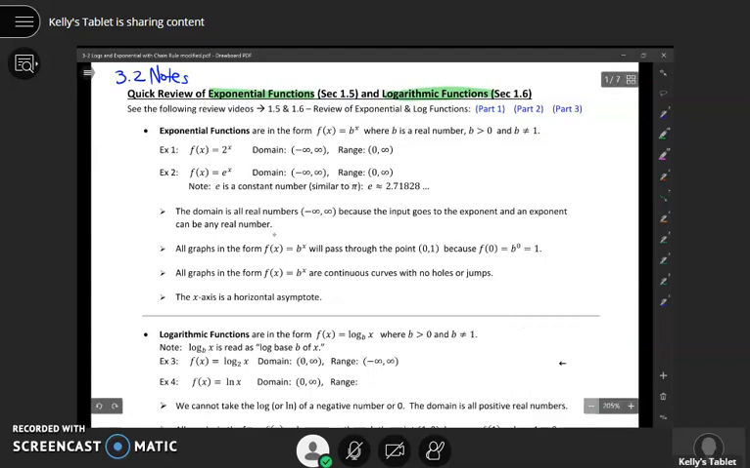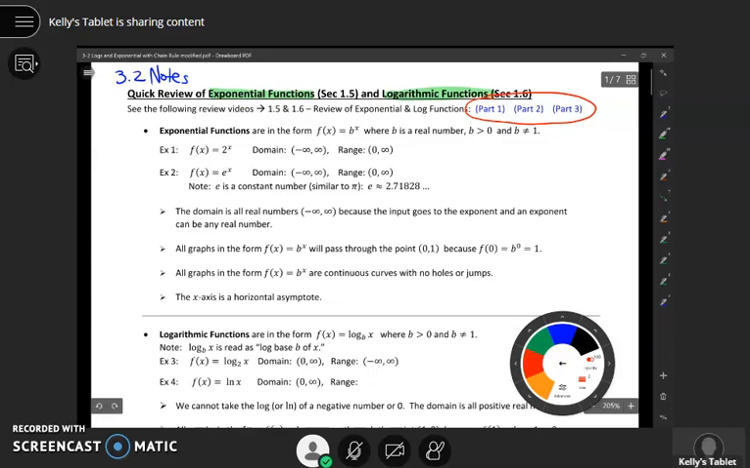So if you have not had a chance to watch these 3 videos for the prerequisite review of exponential functions and log functions, pause this video now. Watch those review videos, dust off those cobwebs, and then come back here.